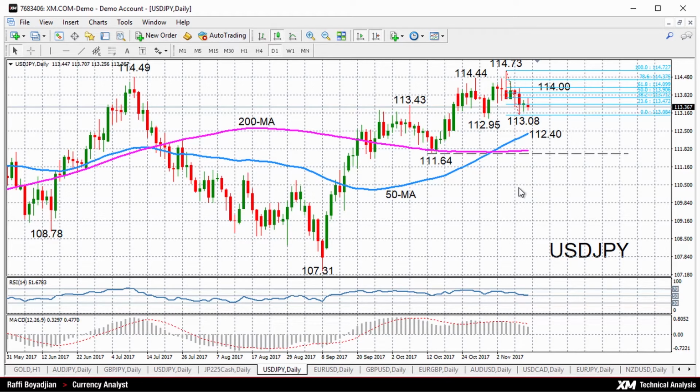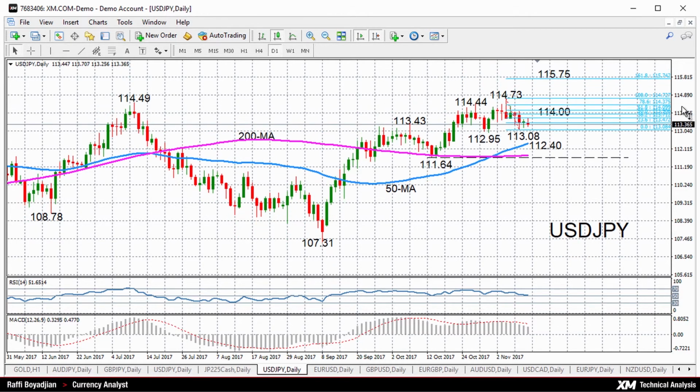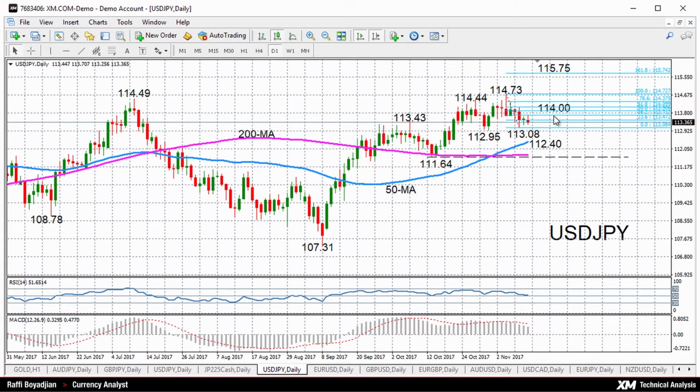We can see here on the daily chart, dollar yen is currently in a neutral bias with RSI more or less flat above the 50 neutral level. Prices have retreated from that 8-month high of 114.73 we saw earlier in November. In order to regain upside momentum, prices would need to break above the 114 handle, which would be the 61.8% Fibonacci retracement of the down leg from 114.73 to 113.08.